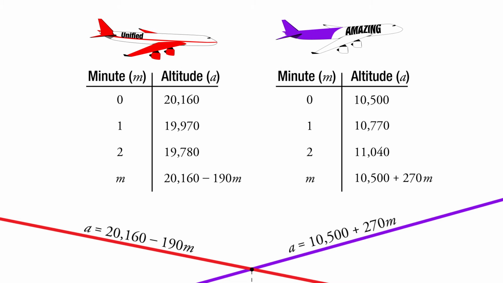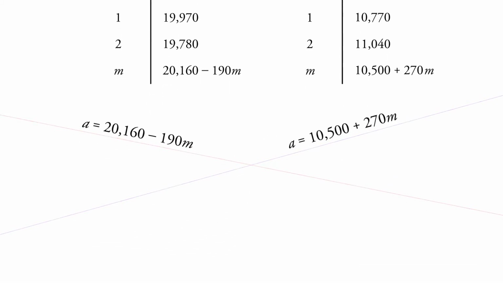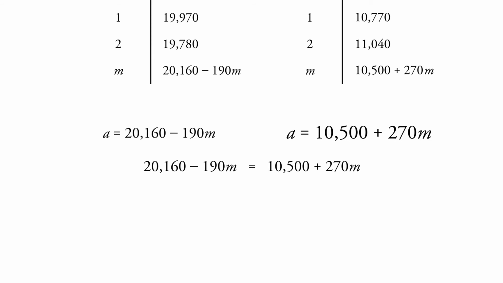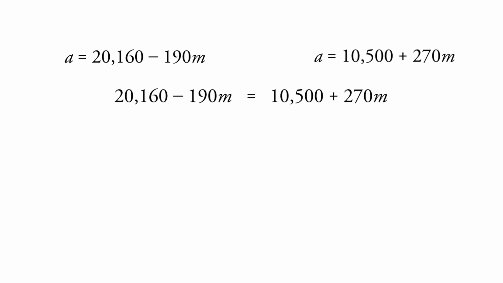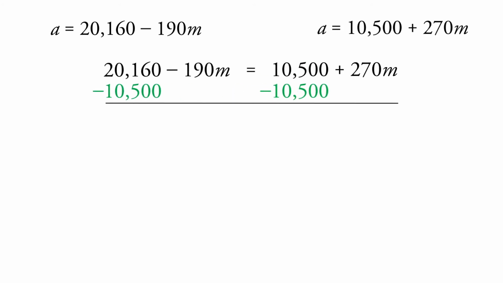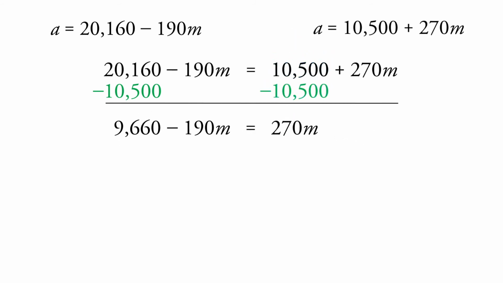So if the altitudes are the same, and we're trying to find out after how many minutes that condition holds, we can take this one and swing it over to here. The altitude of this one, 20,160 minus 190 m, is equal to the altitude of this one, 10,500 plus 270 m. And then it's just pretty straightforward algebraic manipulation. We can subtract the 10,500 from both sides, and over here we get 9,660 feet minus 190 m is equal to 270 m.